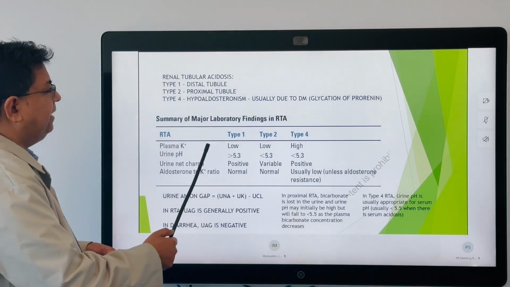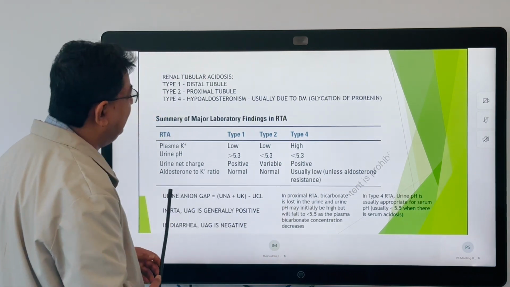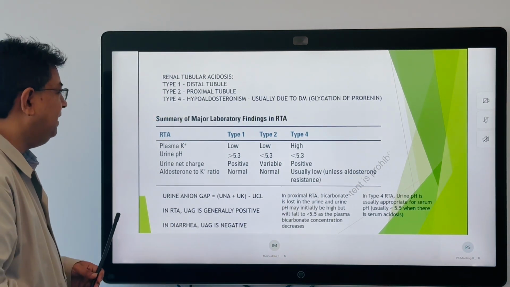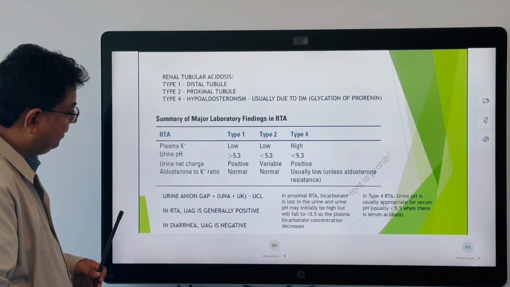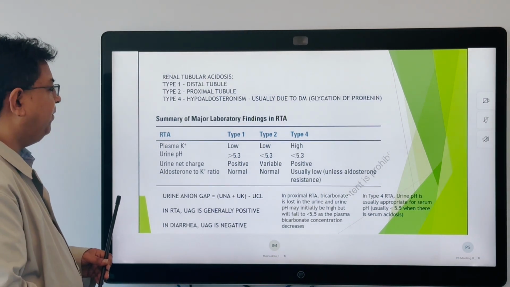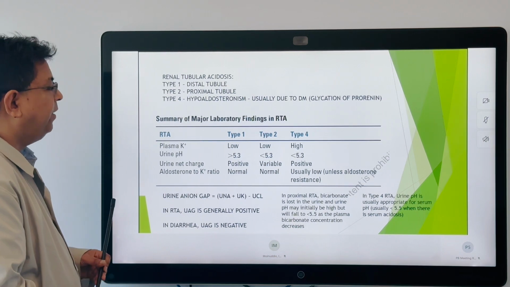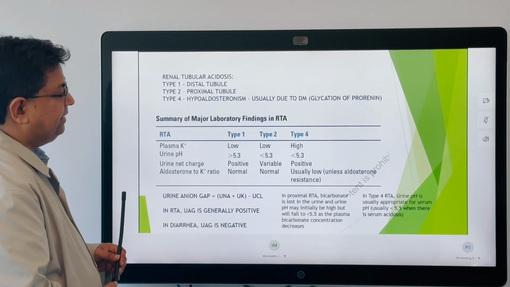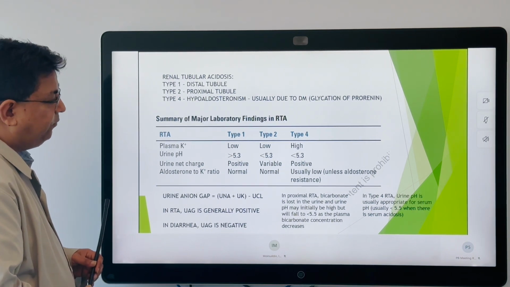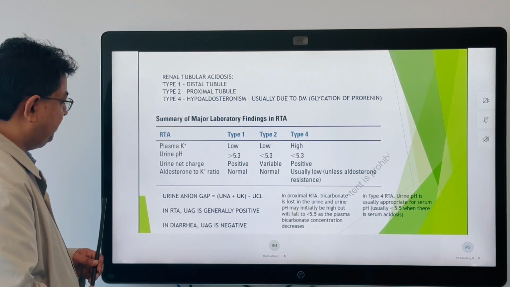What happens is that prorenin is glycated, and this effectively leads to a state of hypoaldosteronism, hyperkalemia, and in this type of renal tubular acidosis, the urine pH is usually appropriate for serum pH, usually less than 5.5, when there is a metabolic acidosis in the serum.